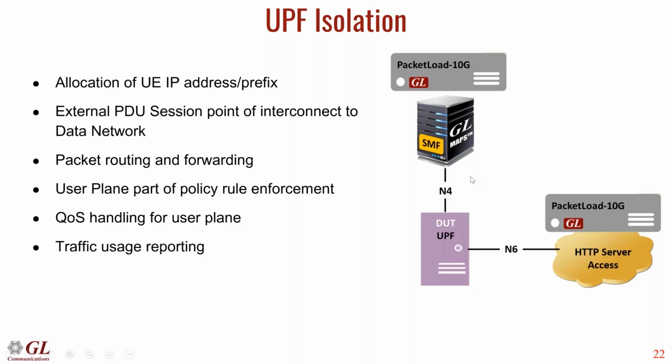So here what we do is we will be interfacing with the N4 interface, which does the control plane. Once the control plane happens, we will be generating traffic using Packet Load, which is a high density TCP UDP packet generator. It will generate traffic on the particular flow ID and GTP tunnels. The forwarding capability will be analyzed and reported by the other Packet Load, which is there on the N6 interface.